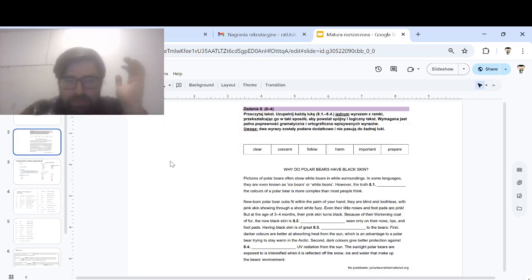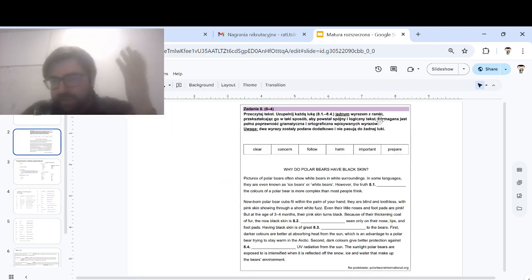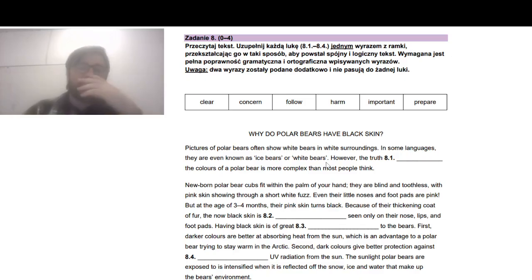Now, let's look at this sentence. Let's start our text and go step by step through what to do in practice, right? Let's start reading. Picture our text about polar bears. It doesn't need to be polar bears, of course. The text can be about anything. But we are starting and we are reading.